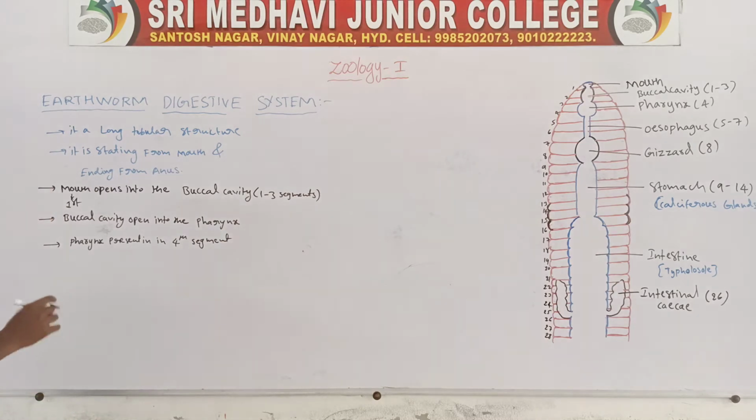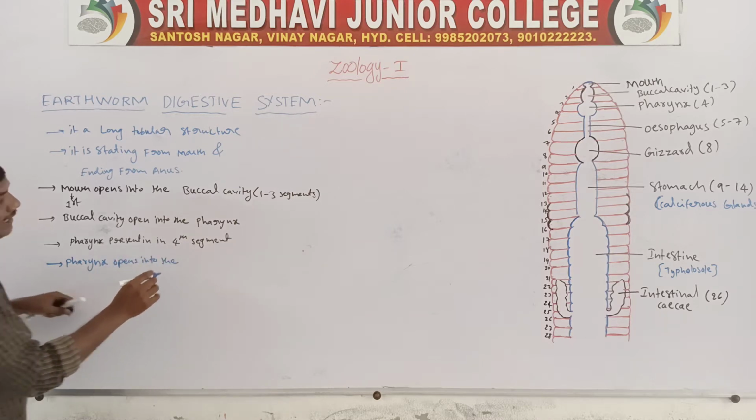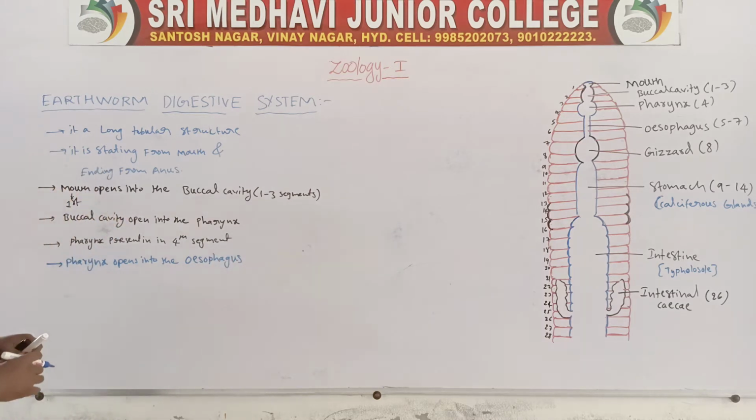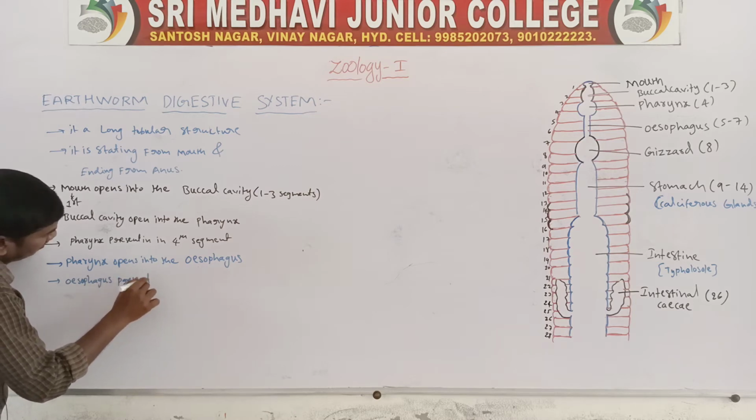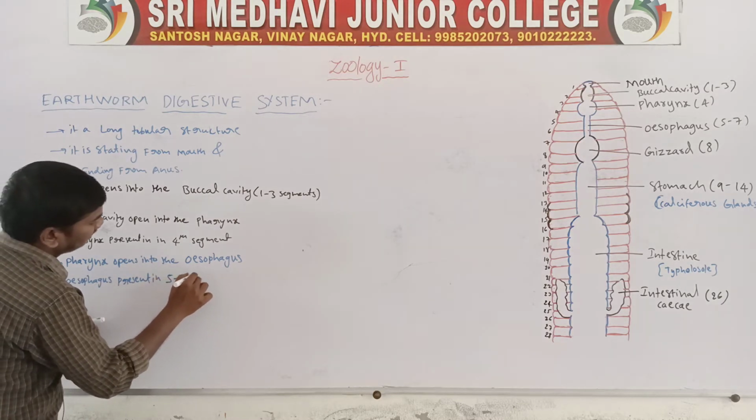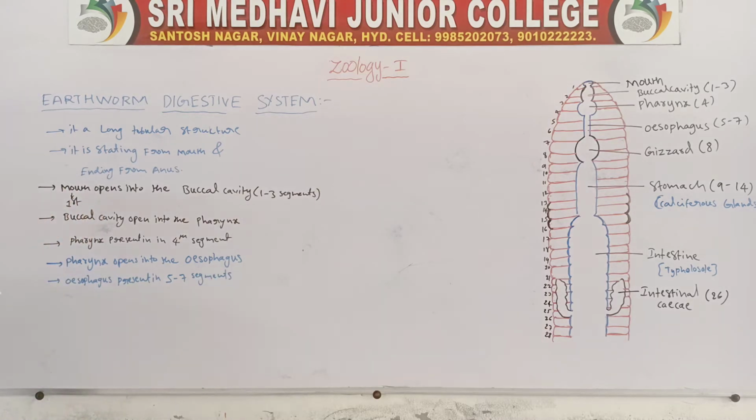Next, the pharynx opens into the esophagus. The esophagus is present in the 5th to 7th segments.